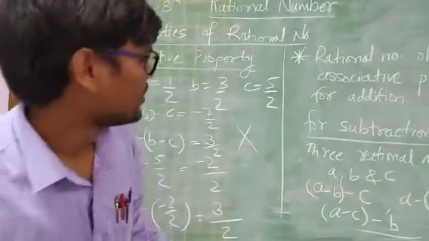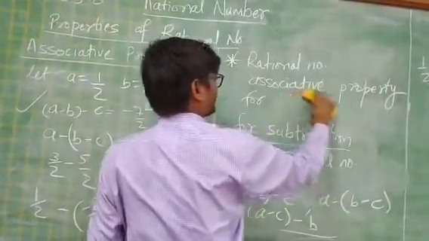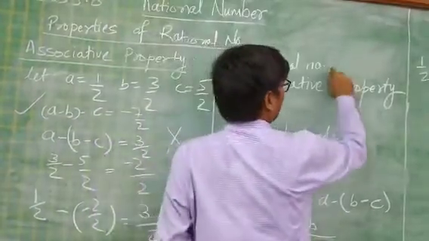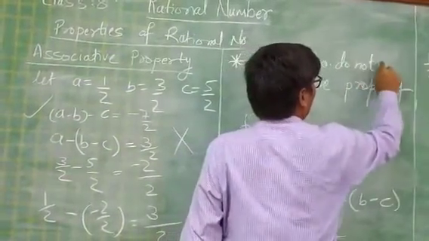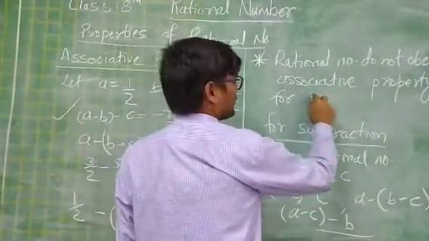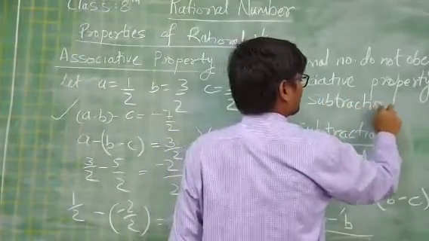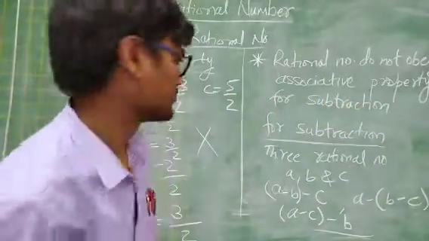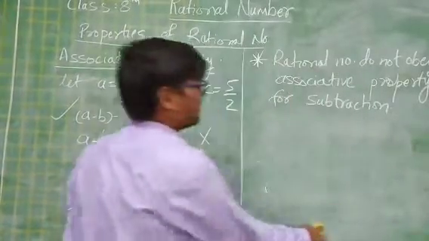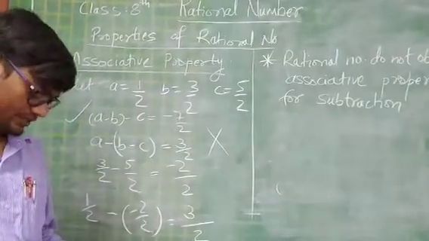Rational numbers do not obey associative property for subtraction.